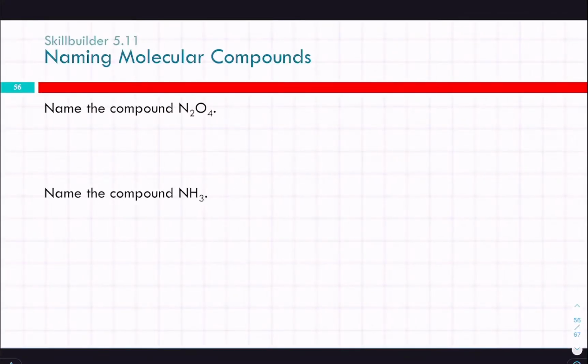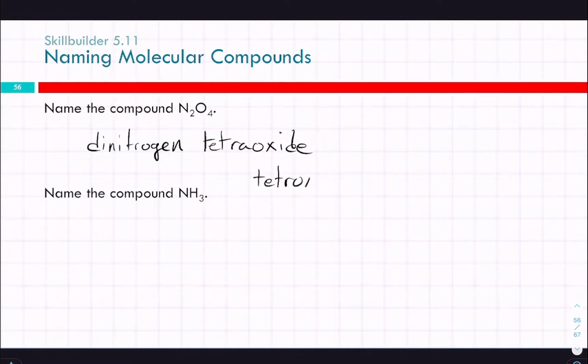So for this compound, we have nitrogen and oxygen. What would be the prefix for nitrogen? Di. So dinitrogen. And then for oxygen, tetraoxide. And this is one where you might write tetroxide, but again, not going to be a stickler on it.